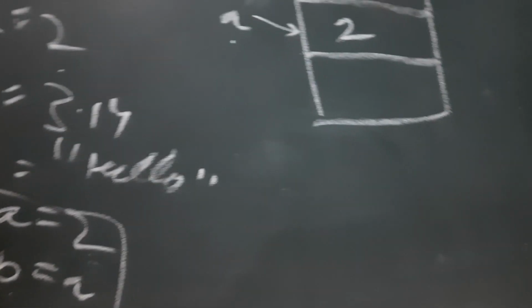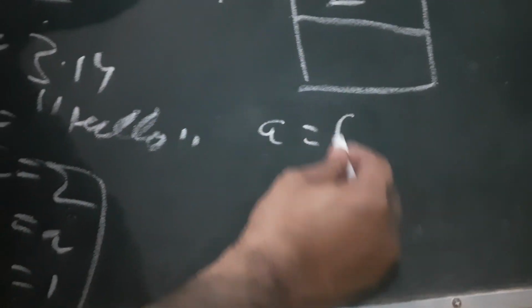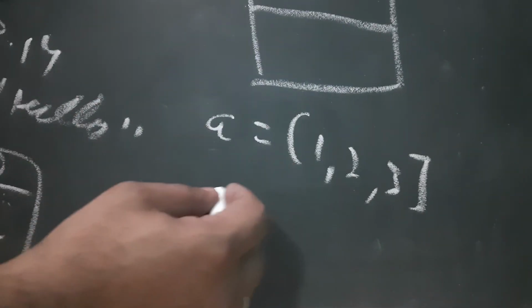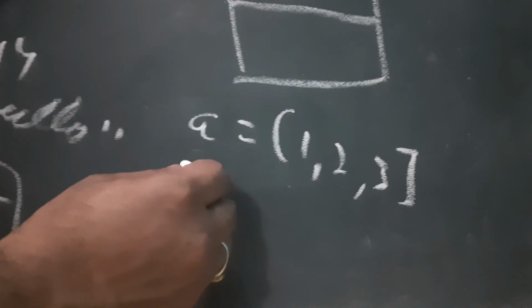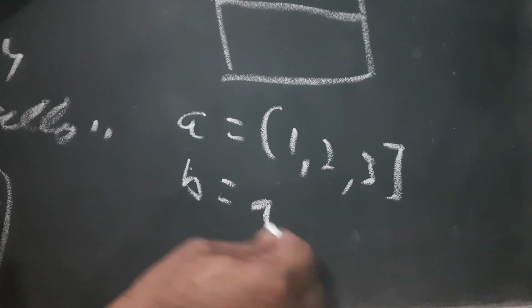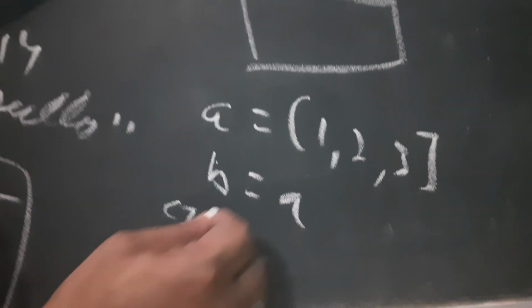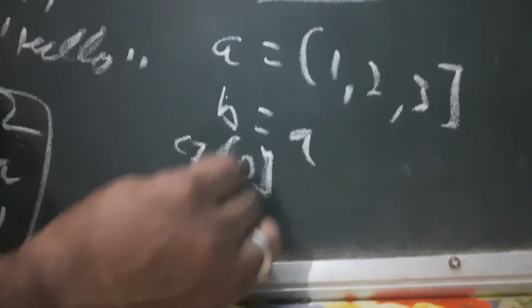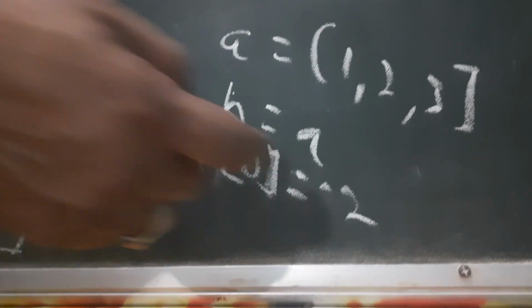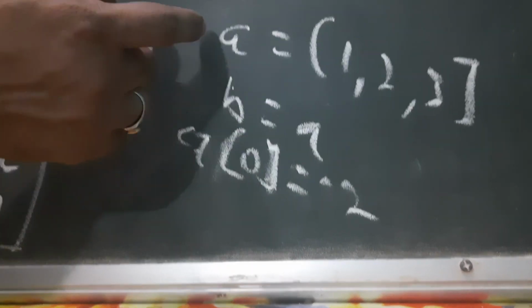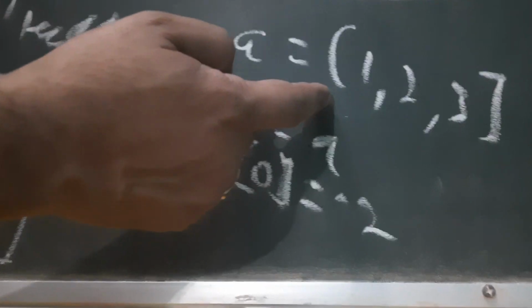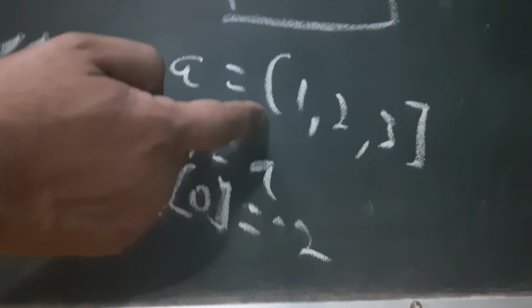But secondly, if a is 1 2 3, here it is a list, these are square brackets, the elements are separated by commas, this is a list. Okay, now if you say b equals to a and you change a[0] equals to -2 through this indexing, then this change will be reflected both in b and a. Why? Because list is a mutable data type. Mutable data type means it may change.